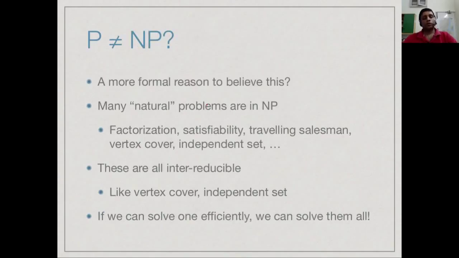So why do people believe that P is not equal to NP? Well, one of the reasons is just from experience, or it's empirical. We have seen many natural problems: factorization, satisfiability, traveling salesman, vertex cover, independent set. These are all in NP. We have seen that vertex cover and independent set can be reduced to each other. Today we will see that some other NP problems can also be reduced to each other.